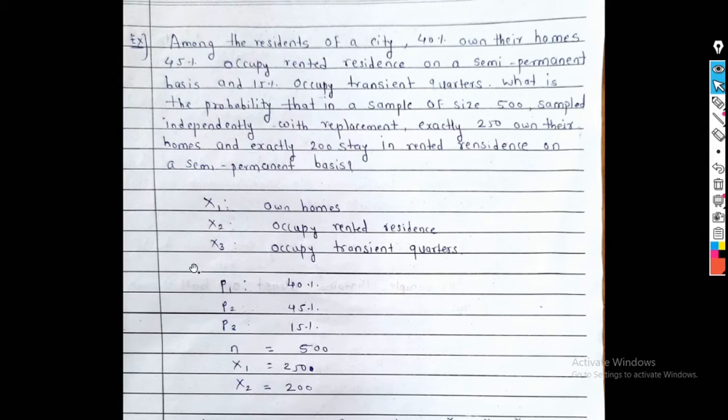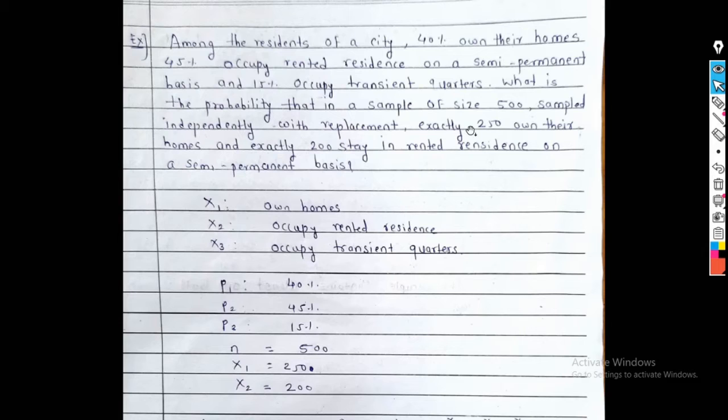That is, we have three categories: x1, the people who own their homes; x2, the people who occupy rented residence; and x3, the people who occupy transient quarters. The probabilities of these three types are given: 40% own their homes, 45% occupy rented residence, and 15% occupy transient quarters. The sample size is 500, so small n is 500.